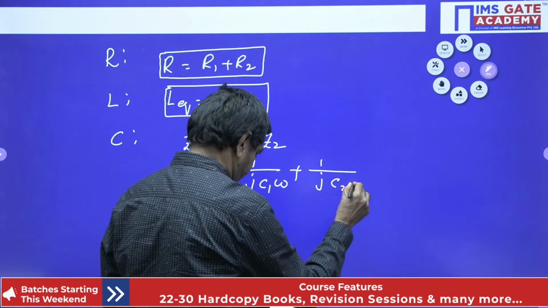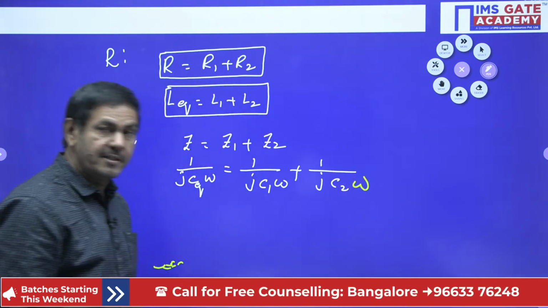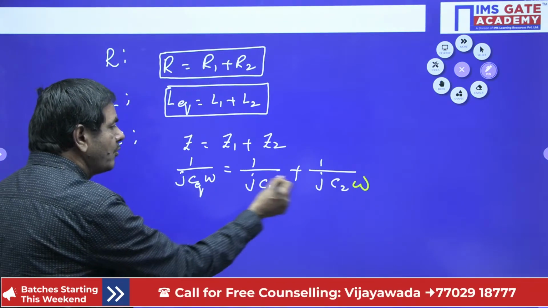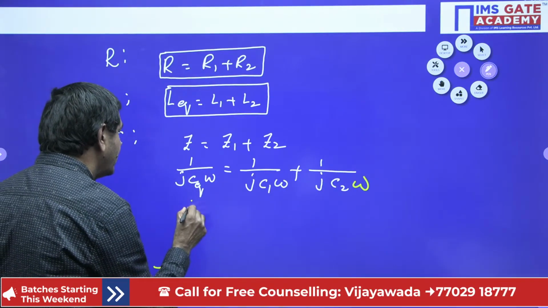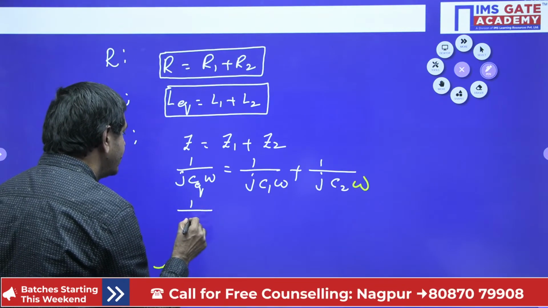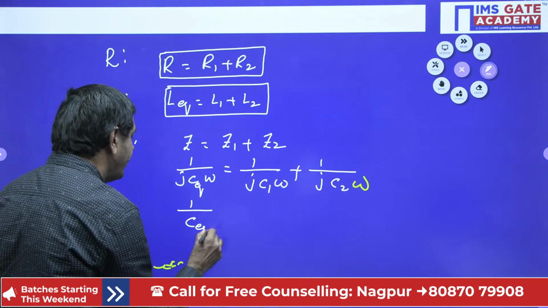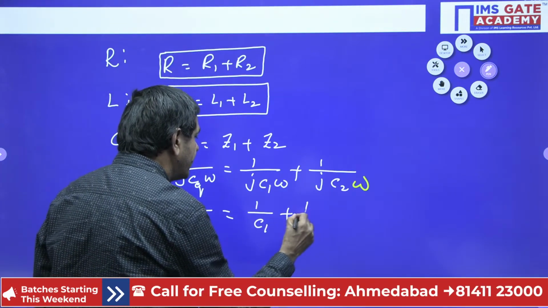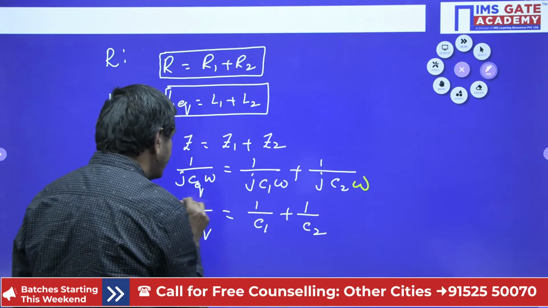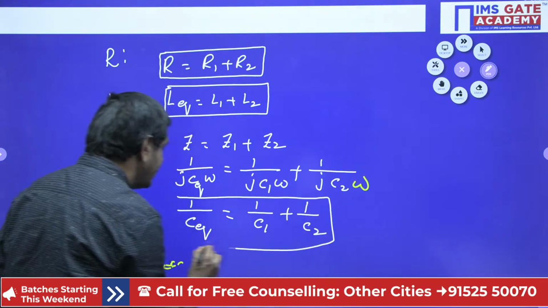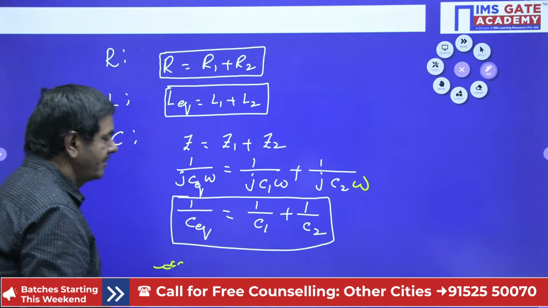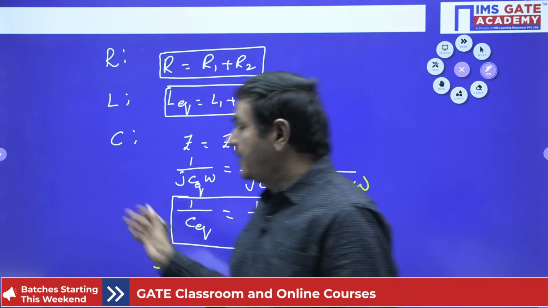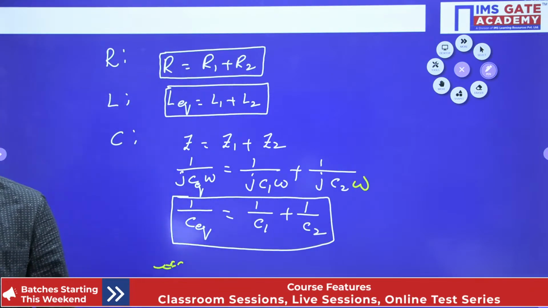j C2 omega. And finally, what is the value available? The j omega cancels now. I can get 1 by C equivalent equal to 1 by C1 plus 1 by C2. This formula is applicable to find the C equivalent value. This is required only, we can say. Understand my point now? These are the equivalent values only now. Understand now?